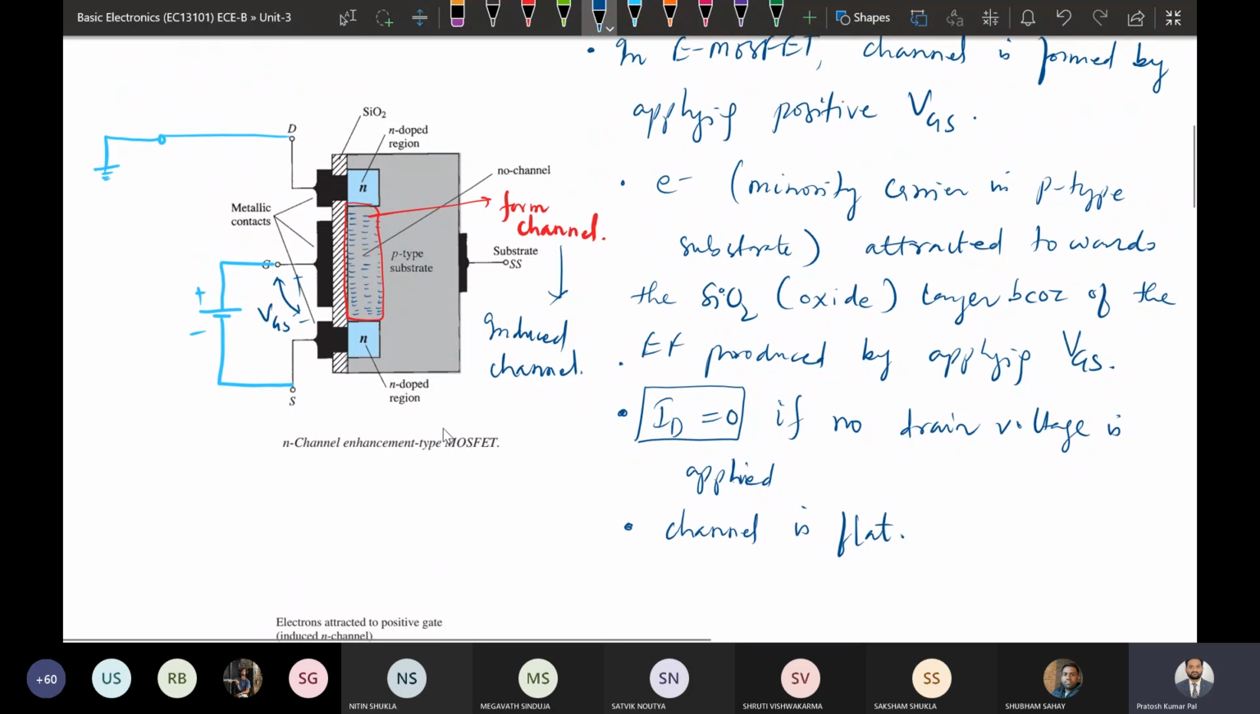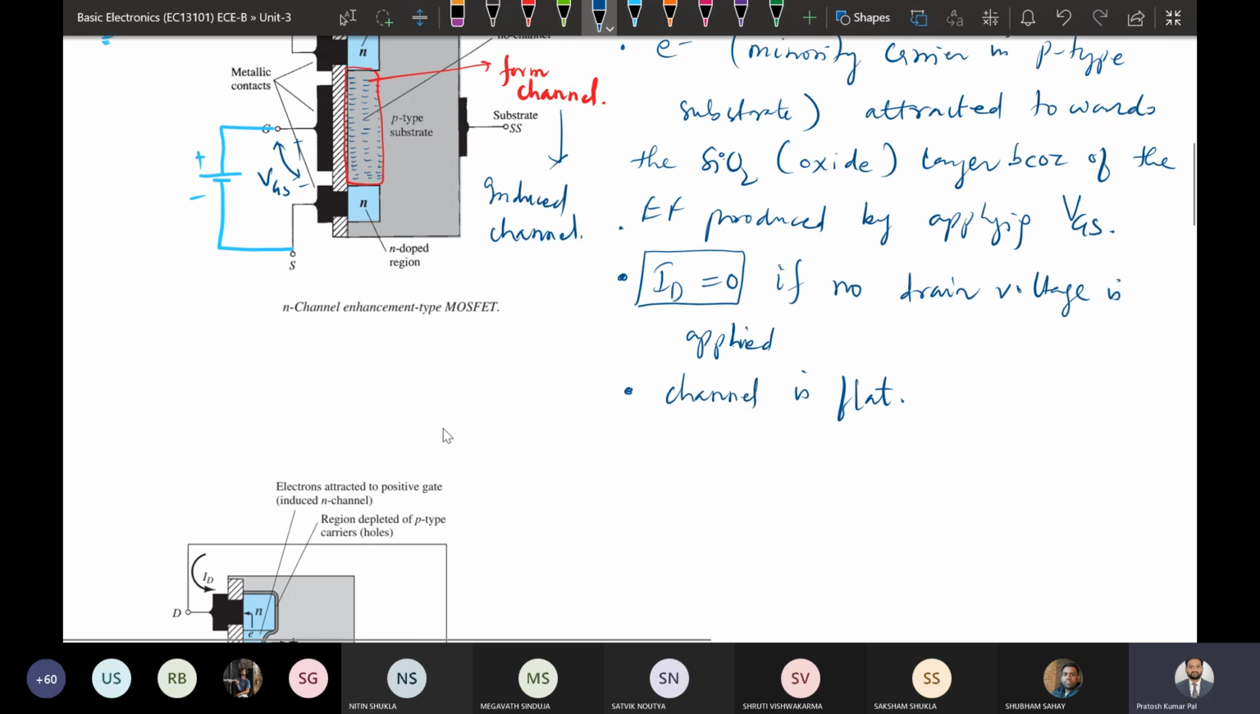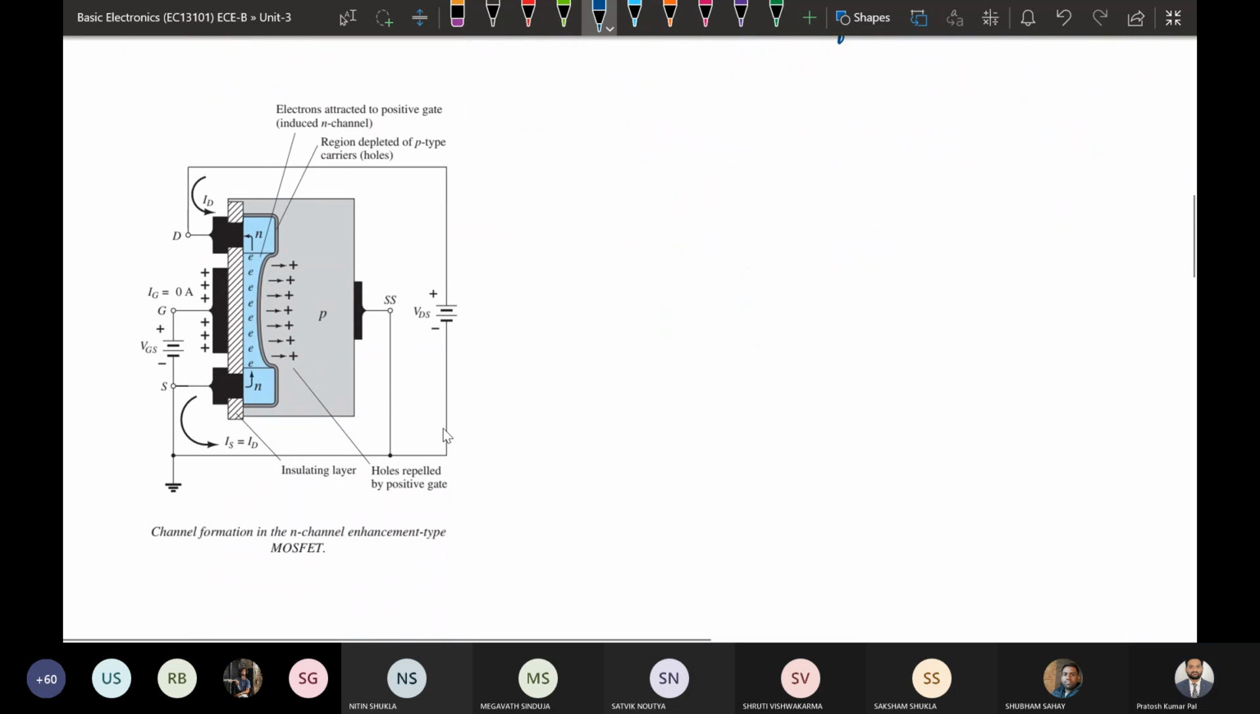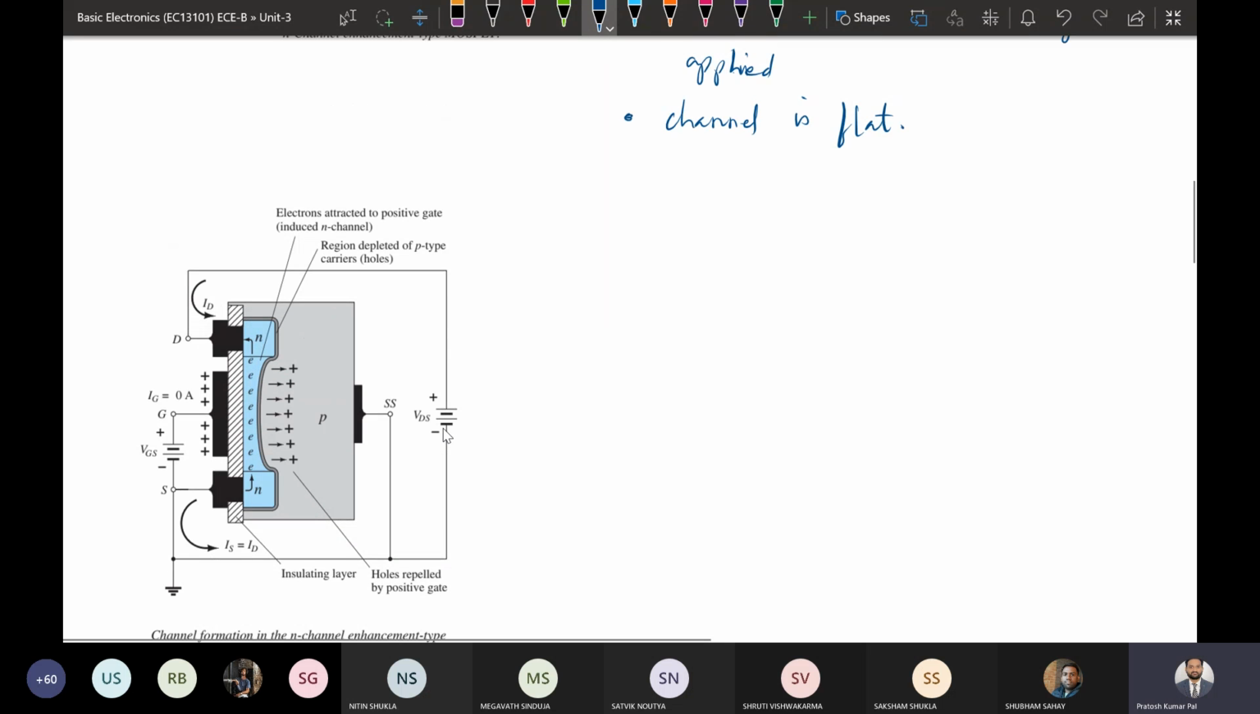So this was the case when we apply VGS that is either 0 or greater than 0. We are able to attract the minority carrier electrons available in the p-type substrate, and they form the channel. This is an induced channel, and there is no current as we have made the drain to source voltage 0. Now the current will only flow if we apply the drain to source voltage. So the other case is when we make VGS some fixed value sufficient to form the channel, and then apply VDS.